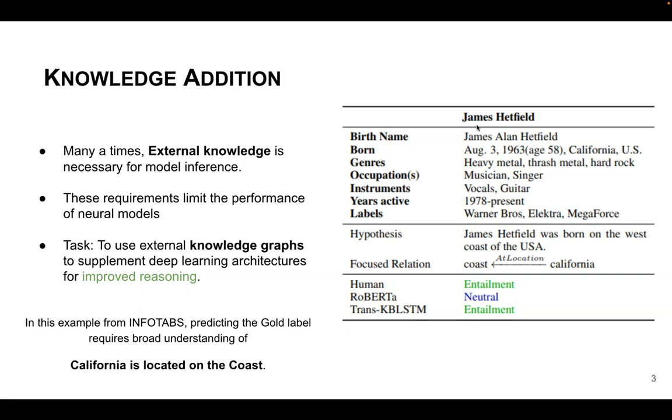In this example, you see a table about James Hetfield, and the hypothesis says James Hetfield was born on the west coast of the USA. Now to answer this, one needs to know that California is a coast and it's located on the west side. This can be found in a knowledge graph, and if we can use this relation from the knowledge graph and transfer it effectively into the model architecture of tabular inference, then we can make this model work.